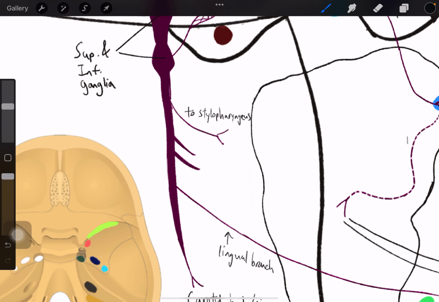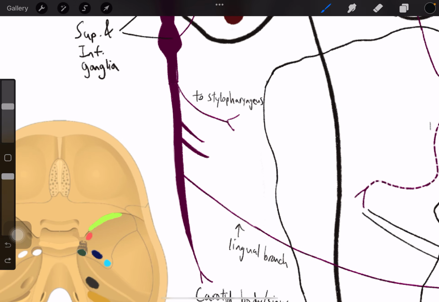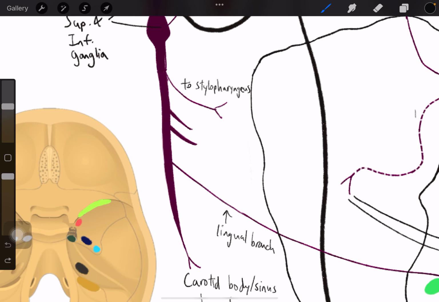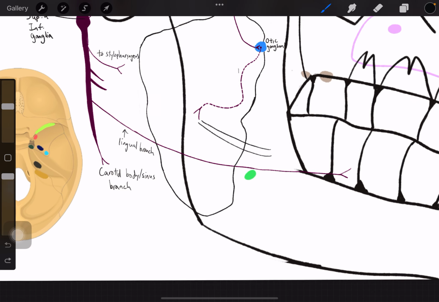The rest of the branches are not very important. So stylopharyngeus is the next one. Well, cranial nerve 9 only has one somatic motor innervation, and that's to the stylopharyngeus. Stylohyoid is cranial nerve 7. And there are some more miscellaneous nerves here. I didn't want to label them because it's so unimportant.